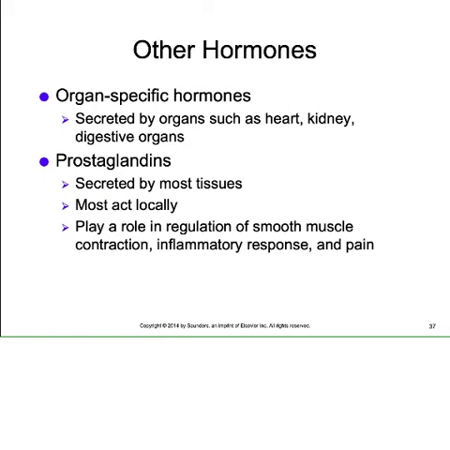Important point with prostaglandins is that aspirin and ibuprofen block their synthesis, and that enhances the ability to suppress inflammation. Okay, and the result is that this decreases the sensitivity of nerve endings to pain.